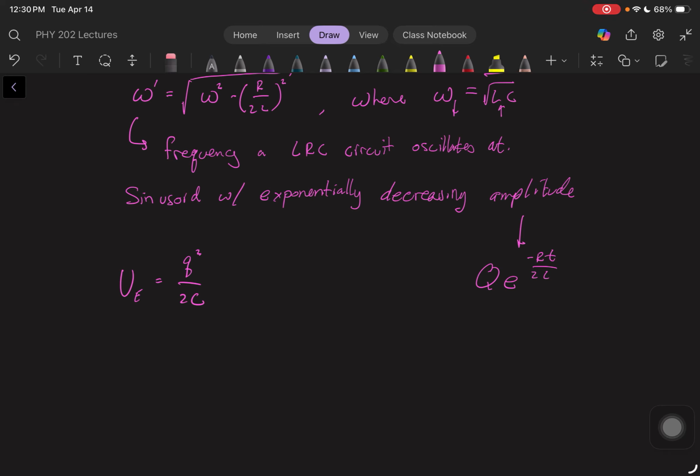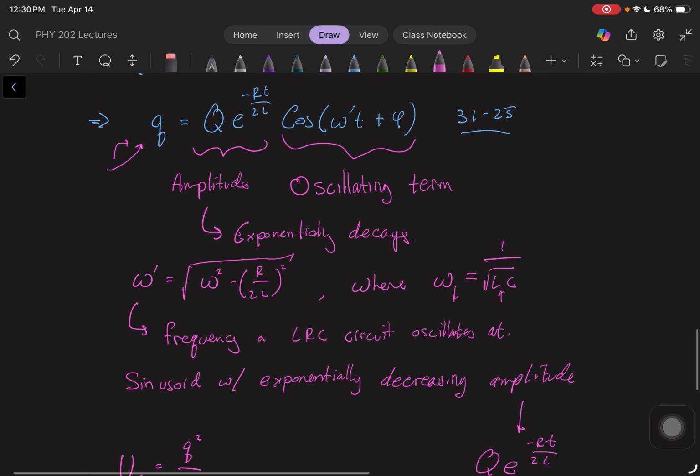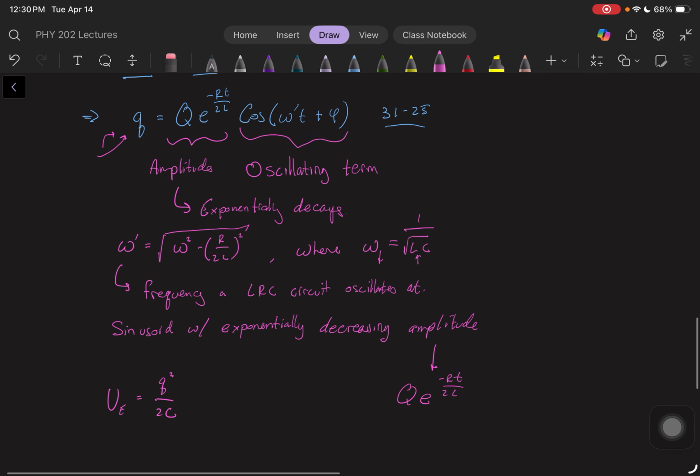We will have this energy, right? Q squared over 2C, nothing new there. And so we can go ahead and plug in equation 31.25 for that. And so we get Q e to the negative Rt over 2L.